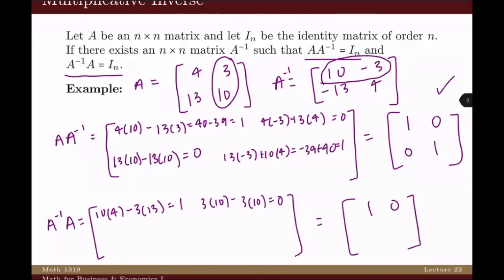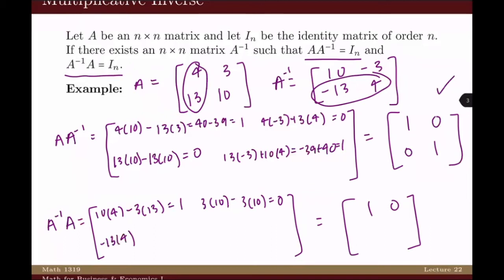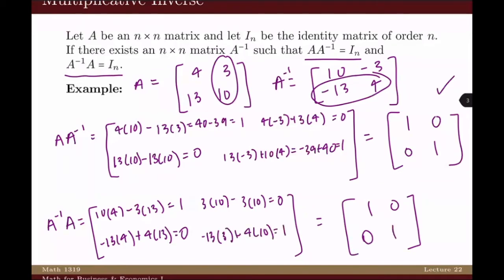And then we will do row 2, column 1. And we'll get negative 13 times 4 plus 4 times 13, which is 0. And finally, we will do row 2, column 2, which is negative 13 times 3 plus 4 times 10, which is 1. So they check out. So these two matrices are in fact inverses of each other.